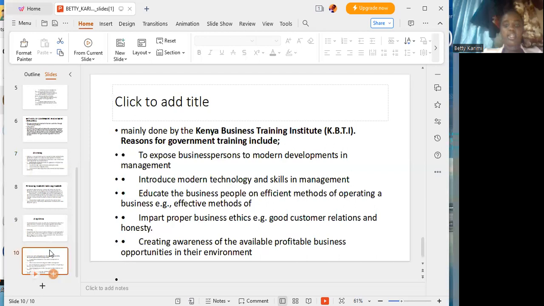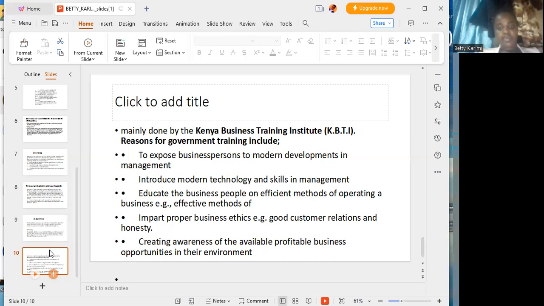This is mainly done by the Kenya Business Training Institute, which is KBTI, and the reasons why the government trains include to expose business persons to modern development and management. And the other one is to introduce modern technology and skills in management. The technology is developing day in, day out. Therefore, the government takes that opportunity to introduce the business people to the new modern technology skills which are upcoming. To educate the business people on efficient methods of operating business.